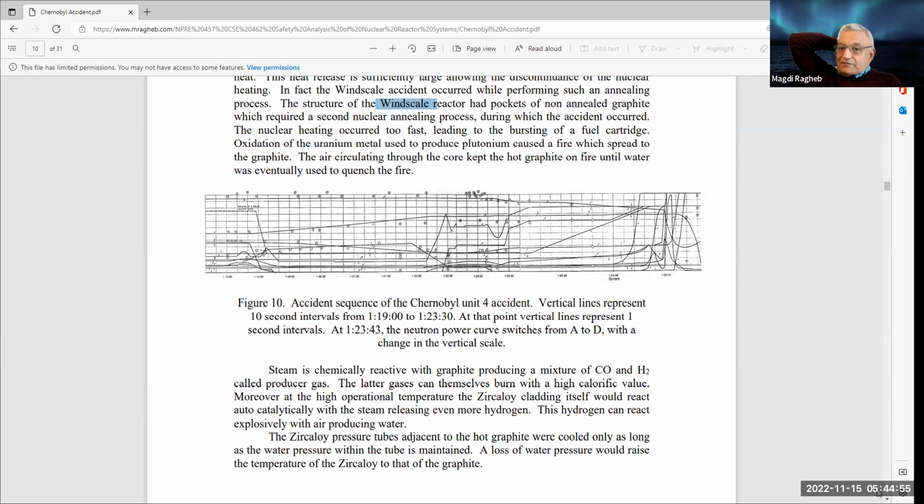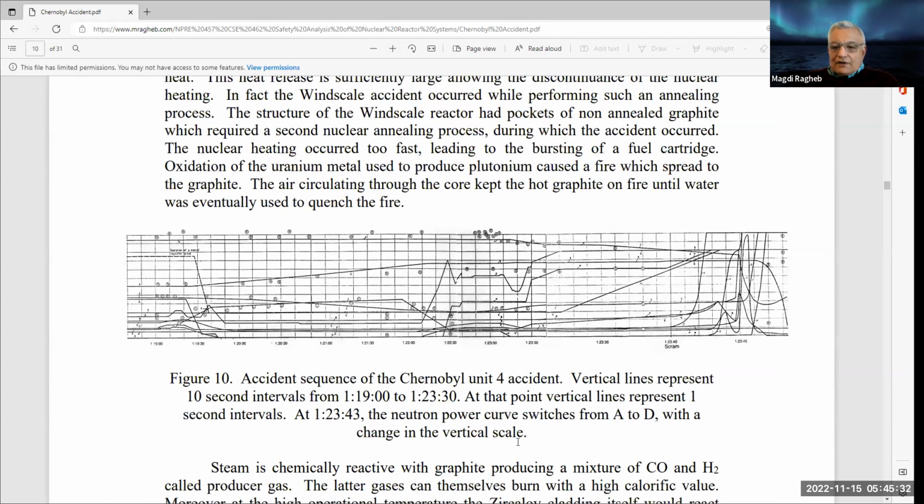This is an interesting diagram. If you study it in detail, this is the accident sequence that happened in the case of the Chernobyl accident, and that is a detail that showed up after the accident when it was analyzed. You'll find that the vertical lines are at 10-second intervals. So you see here the accident occurred quite rapidly, and at 1:23:43 here on the diagram, if we can enlarge it, I think this is the actual sequence of the accident.